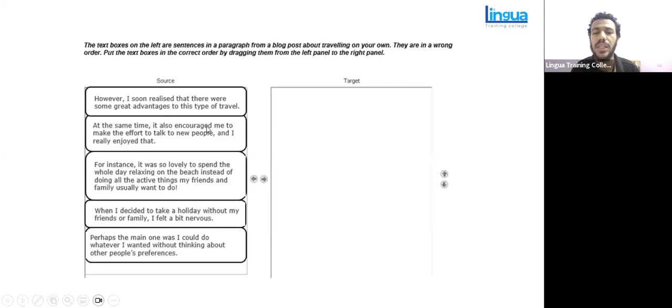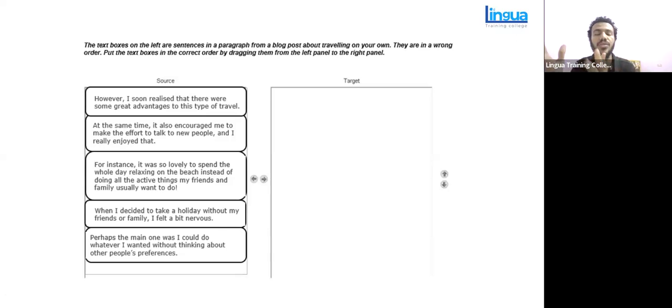At the same time, it also encourages... What are we talking about here? We don't know. So that can't be the first sentence to drag and drop. For instance, that gives an example. How come I start giving an example at the very beginning of something I don't know anything about? So that's one of the strategies that will help you decide what is the first thing you choose to have at the beginning of this paragraph. Also, reading the instruction will help you get more about what it is about. So this is from a blog post about traveling on your own. So now I have an overview of what I'm going to read.